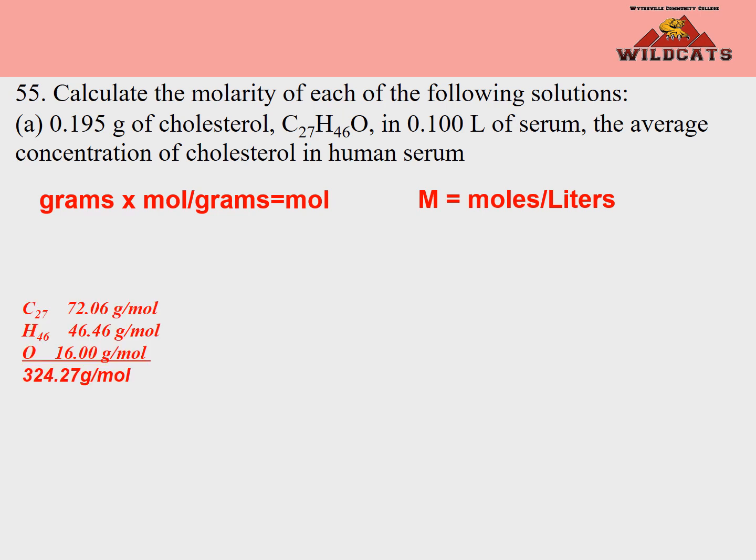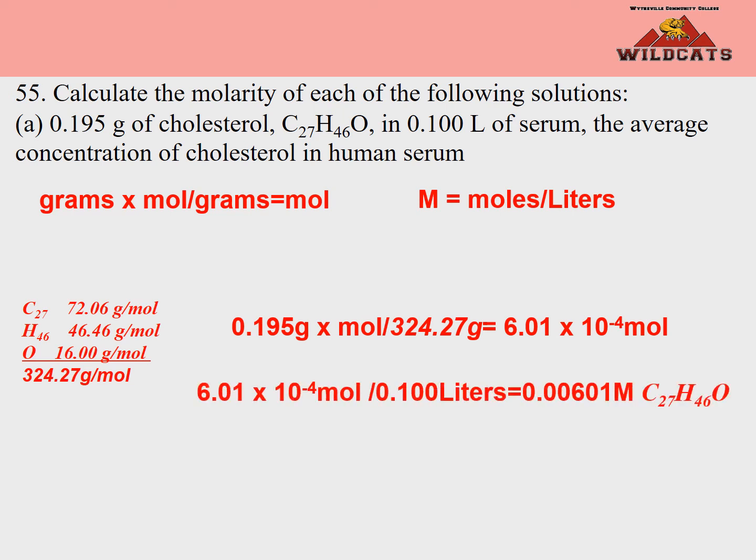And so here's the mass of our cholesterol, taking 27 carbons and 46 hydrogens and just one oxygen. We end up with 324.27 grams per mole. So we end up with 6.01 times 10 to the minus 4th moles. Put it over a 0.1 liter solution, we end up with 0.00601 molar of the cholesterol.